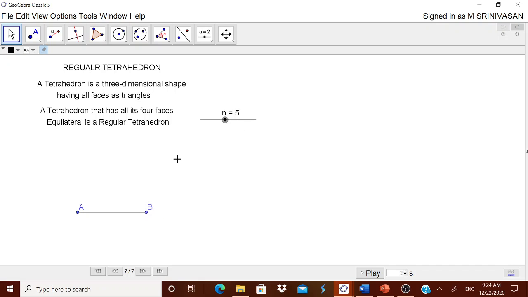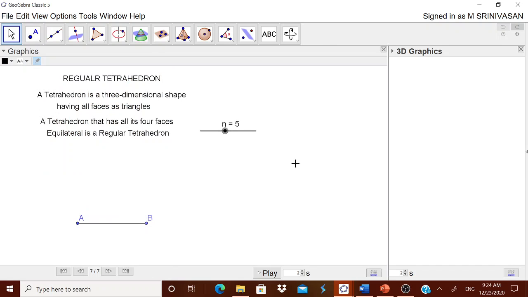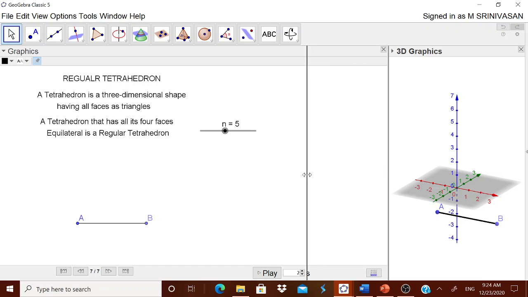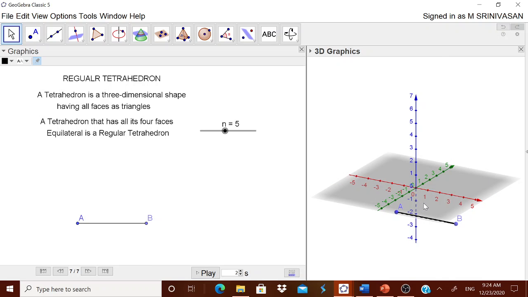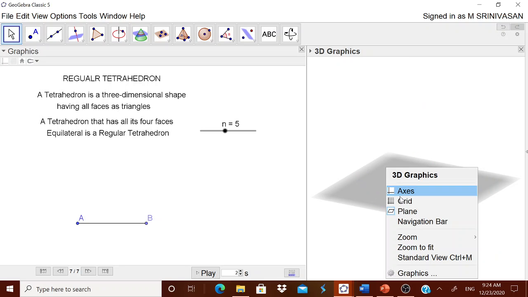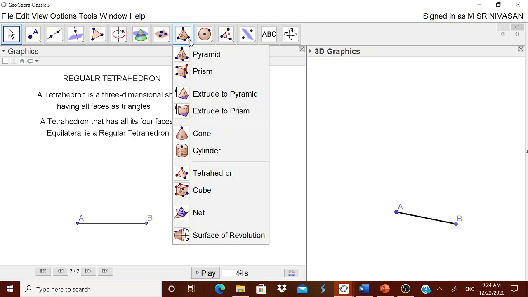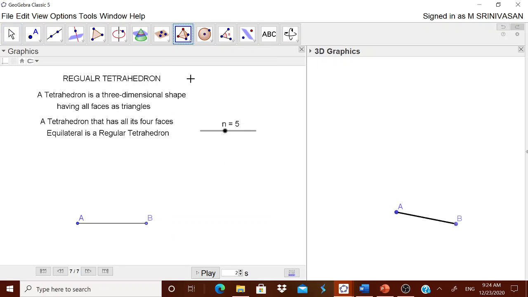Now I am going to convert it into a tetrahedron. The option is available in GeoGebra. Go to 3D graphics. 3D graphics opens. The line which you have drawn here is visible there also. Remove this axis, remove this plane because we don't want it now. Now go to this pyramid tool, the tetrahedron is there. Let us see what actually the tetrahedron wants. It wants 2 points, simply 2 points. Therefore touch this A and touch this B.